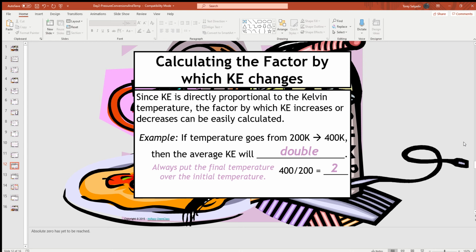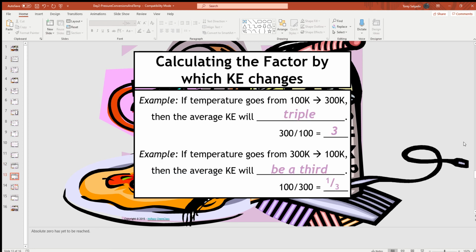If temperature goes from 200 Kelvin to 400 Kelvin, then we're going to say, since it's direct, that it's going to double. Okay, and we know that we're going to put the final temperature over the initial. If we divide, that's a factor of 2. So the kinetic energy has doubled. Okay, so directly proportional, one more time. If we double that temperature, we're doubling that average kinetic energy.